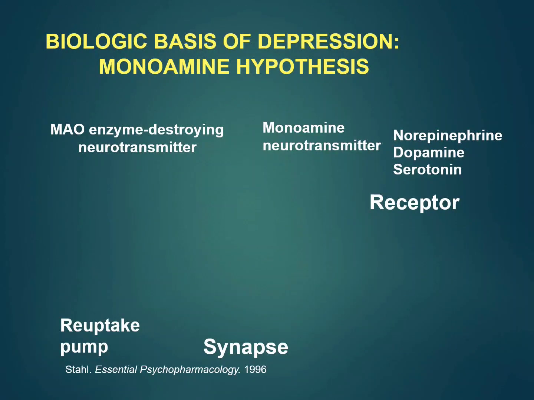This is the biological basis of depression. To summarize, we have monoamines which are deficient at the synapses. The monoamines are norepinephrine, dopamine, serotonin.